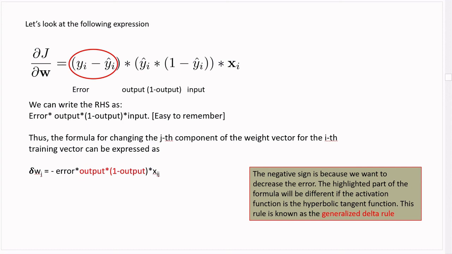Now the highlighted part of the formula is going to be different if we are going to be using a different activation function. For example, if you go for the hyperbolic tangent function, then the partial derivative of the hyperbolic tangent function is different and the formula will change. In any case, this rule, the delta W change rule, is known as the generalized delta rule.